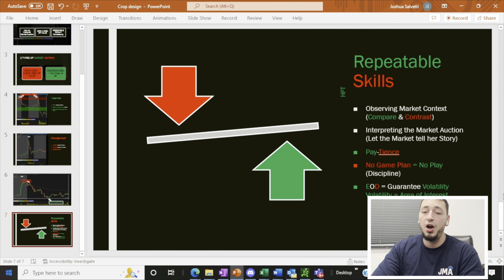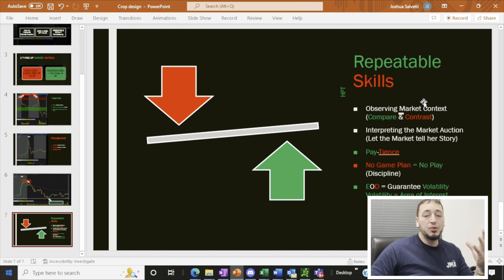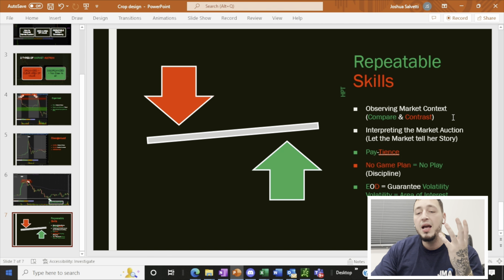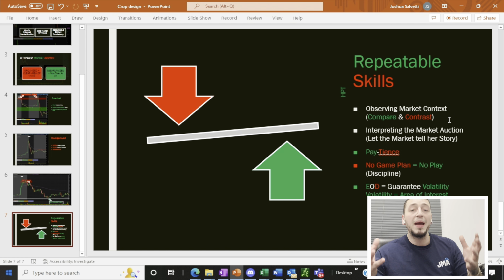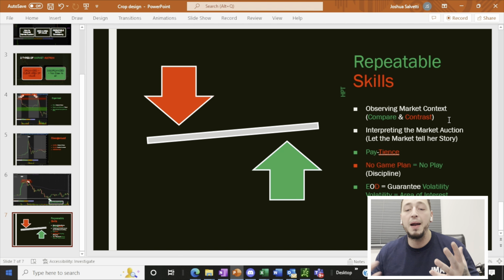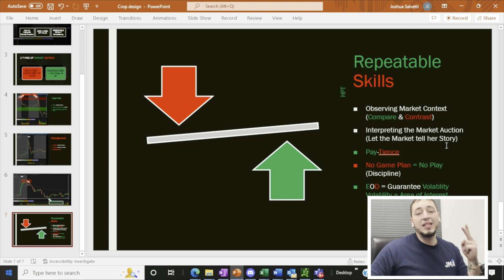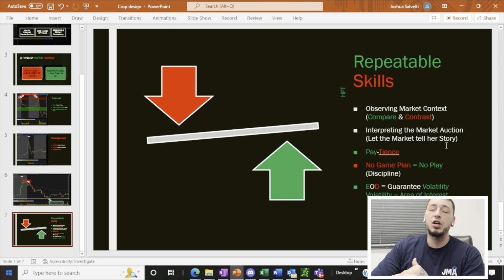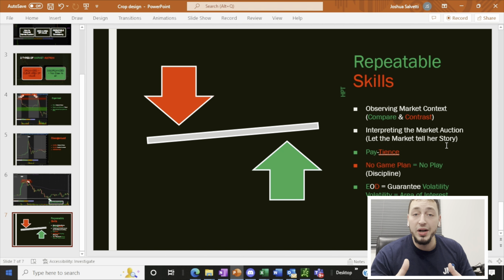So to wrap this lesson up, the repeatable skills, right, is observing the market context, right? Comparing and contrasting, right? Tesla, SPY. What's going on? Where are there levels of interest on both charts, right? Number 2 is interpreting the market auction, right? Let the market tell you her story. Do not assume on the market. If you assume, she will make an ass of you.